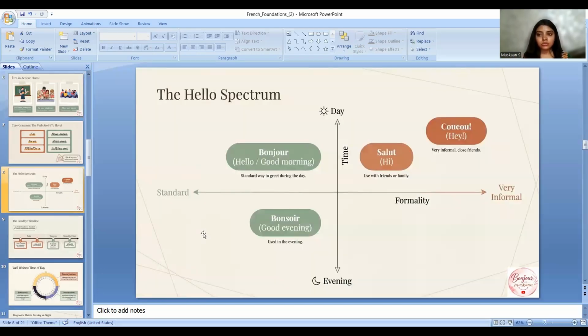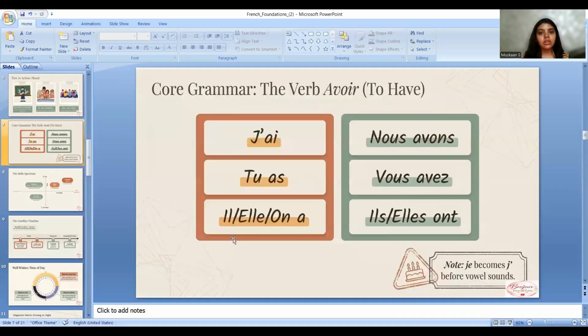Now you know how to do the être verb, right? How to conjugate the être verb and the subject pronouns. We have done two things till now. So now let's do the avoir verb first of all. Before doing the greetings, I will be doing the avoir verb. So avoir means to have.